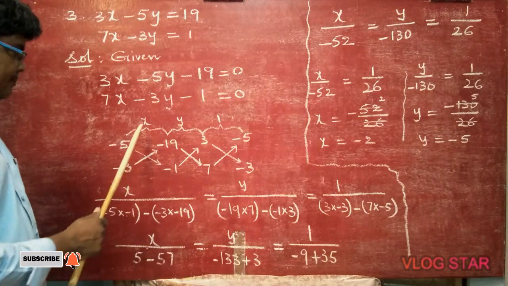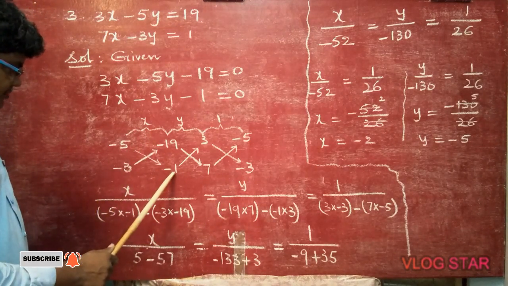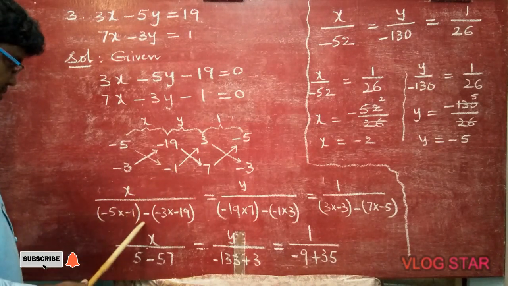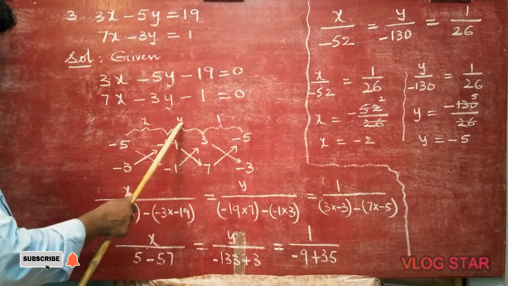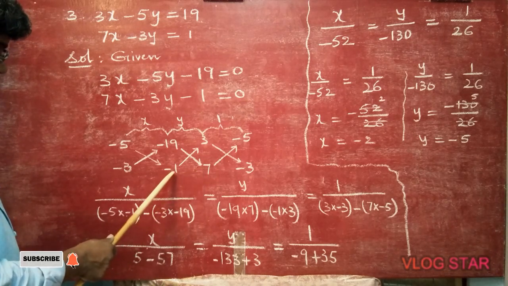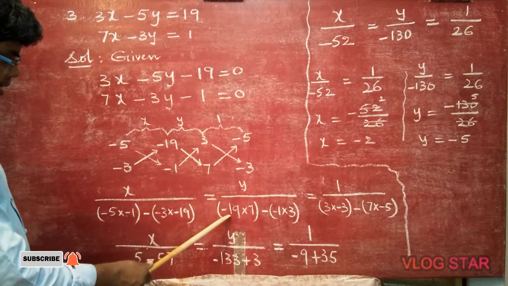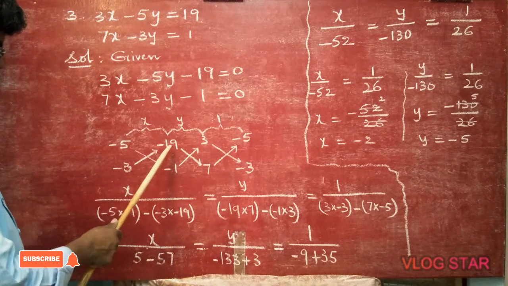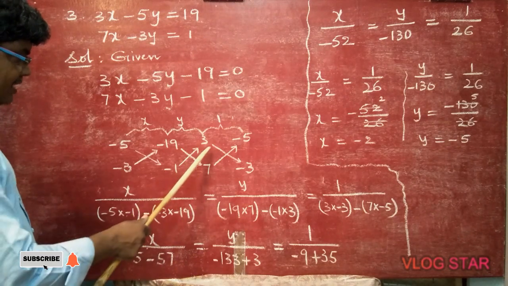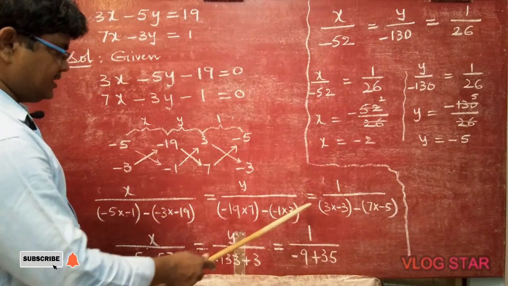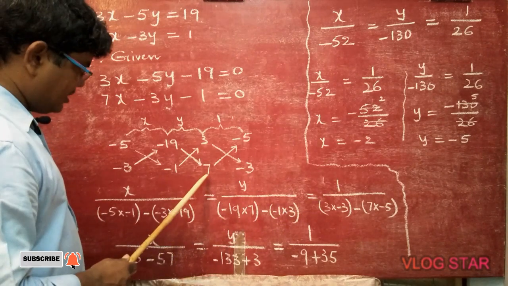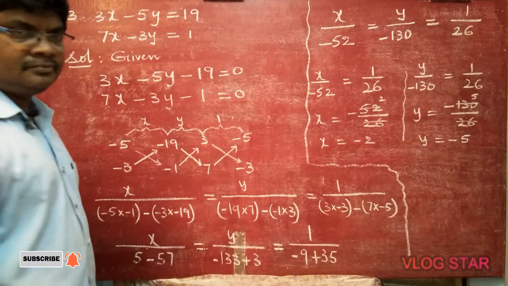Now you know the formula. x by minus 5 into minus 1 minus of minus 3 into minus 19. How simple, you see. Is equal to y by minus 19 into 7 minus of minus 1 into 3. Can you follow clearly? Any doubt? Next is equal to constant, 1 by 3 into minus 3 minus of 7 into minus 5.